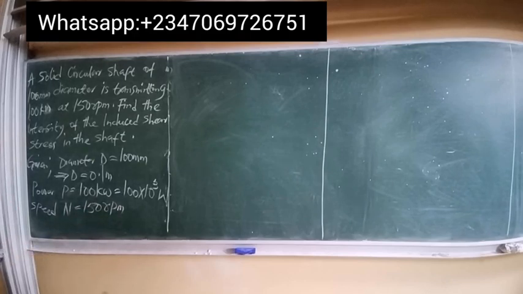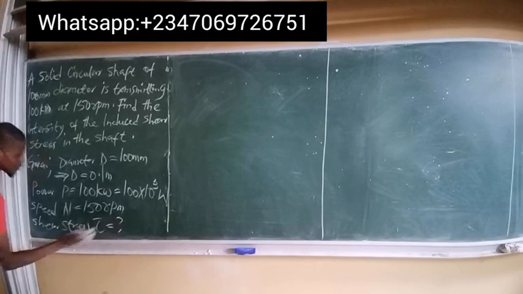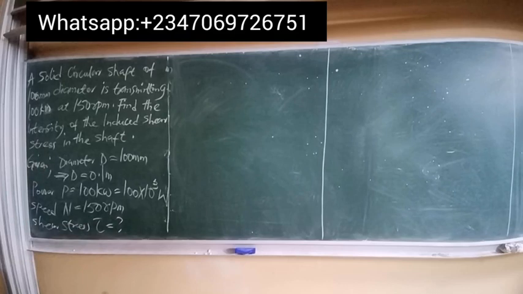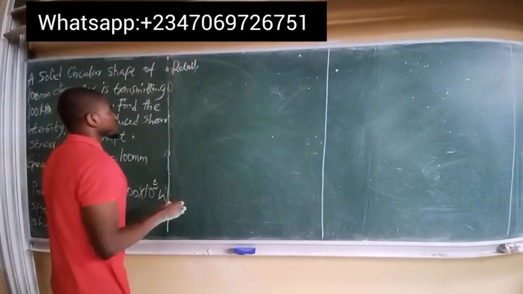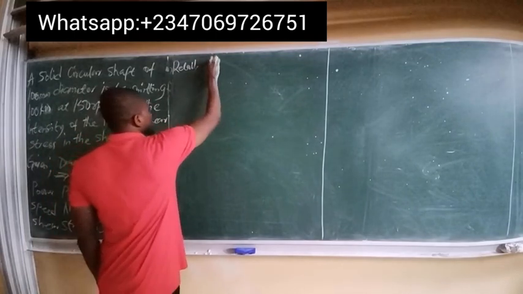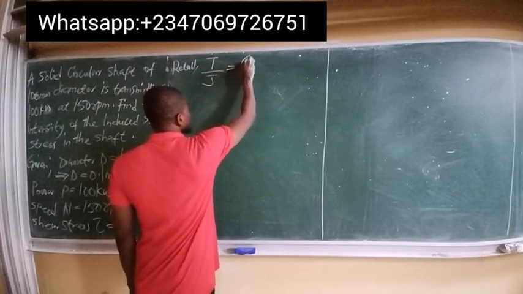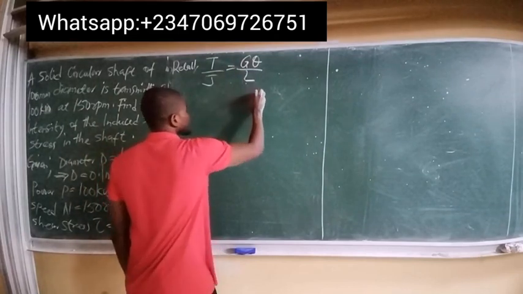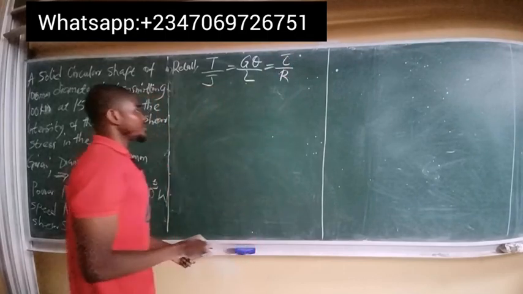The question is asking us to find the shear stress induced in the shaft. So we are to look for the shear stress, tau, which is actually unknown. And to do this, recall from the torsion equation, we simply have that torque all over J, the second polar moment of inertia, is equal to G theta all over L, and that's also equal to the shear stress all over the radius R.